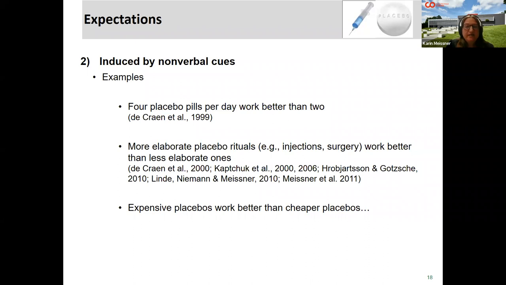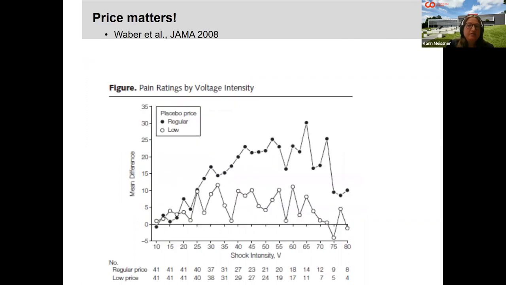And, which is very nice, expensive placebos work better than cheaper ones, because somehow you expect that something which has a higher price works better than a pharmacological substance of a lower price. And this is shown here, though. There was a big difference in experimental pain between two conditions, and the only difference between the two conditions was the pretended price of the intervention, which was intended to be an active drug, but in truth was only a placebo drug.